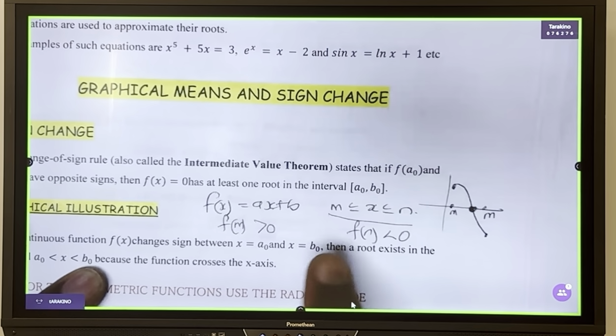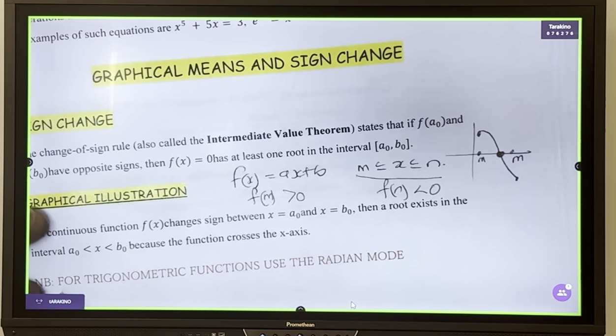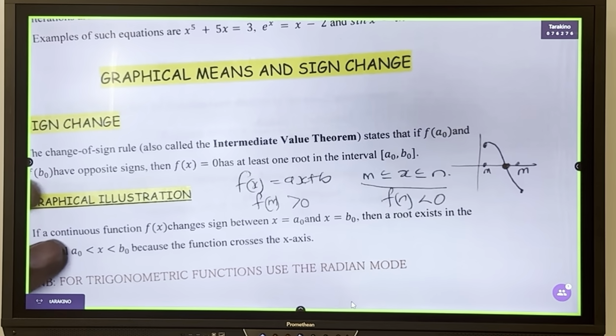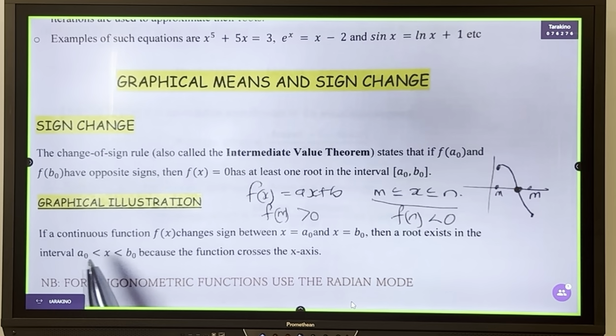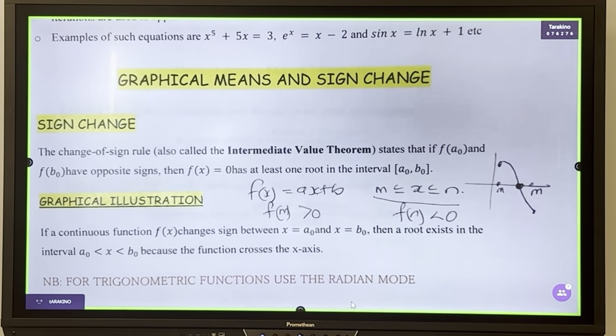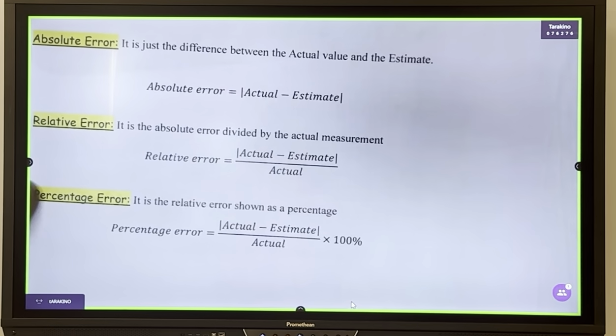So when we are dealing with the intermediate value theorem, remember, if it's trigonometric functions, we have to switch our calculator mode to radians. So always remember that, right? Then for graphical illustration, if a continuous function changes from positive to negative, the root exists in that interval because the function crosses the x-axis, right? That's the same thing I was talking about.